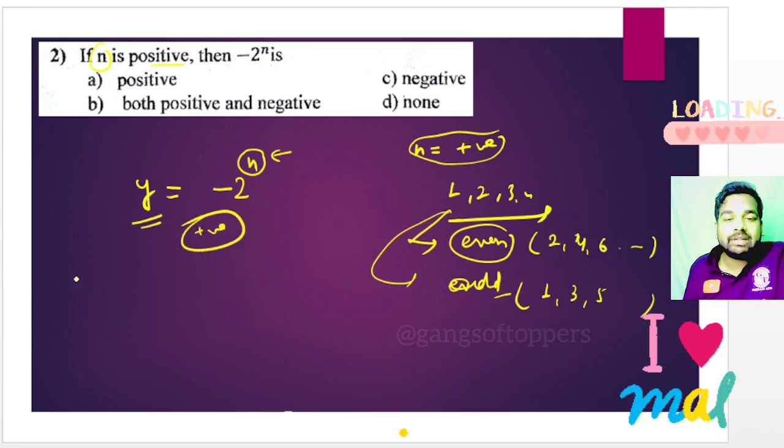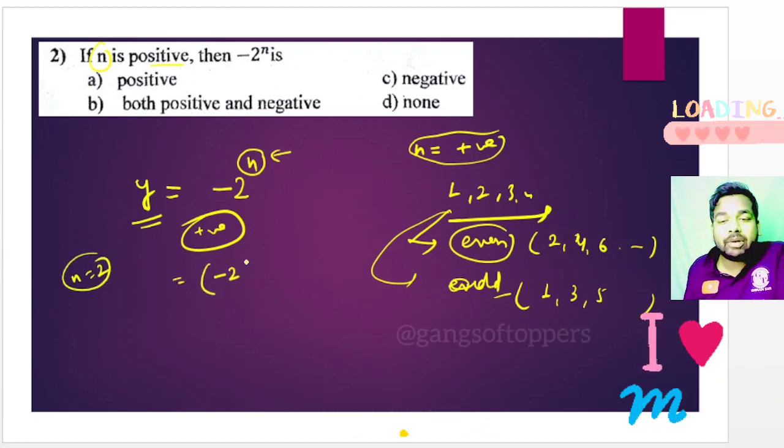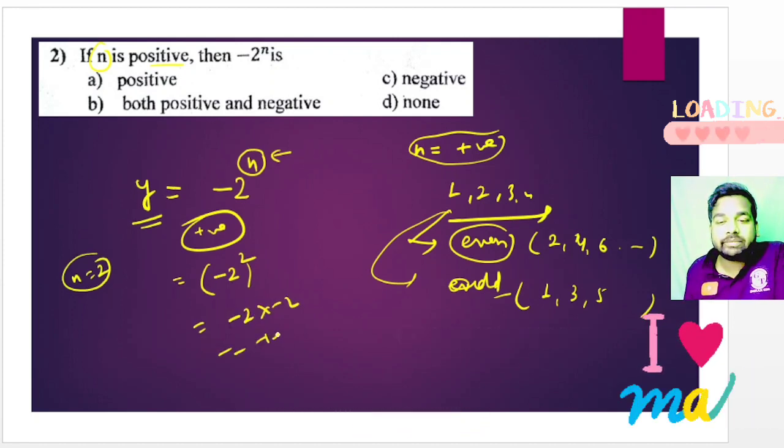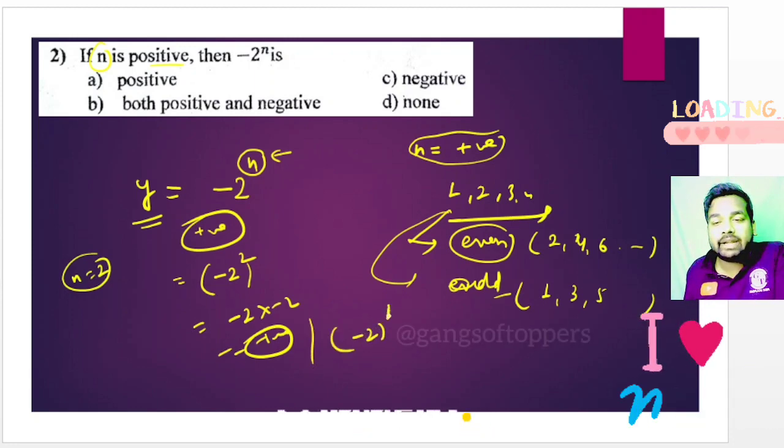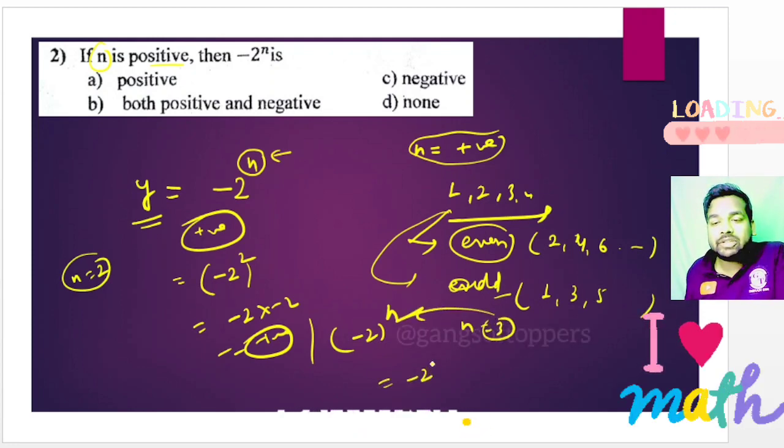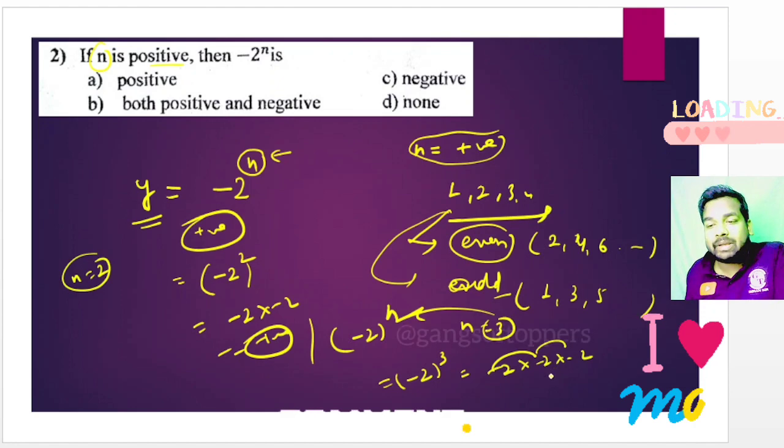Let's take the example of 2. Suppose we take minus 2 whole to the power 2, what does it become? That is minus 2 into minus 2, which becomes a positive. Everybody getting it? Now once again, minus 2 whole to the power n, and we put n equal to 3. Then it becomes minus 2 whole to the power 3, which means minus 2 into minus 2 into minus 2. Here minus minus becomes plus, and plus minus becomes minus. So we get the value of minus 8.